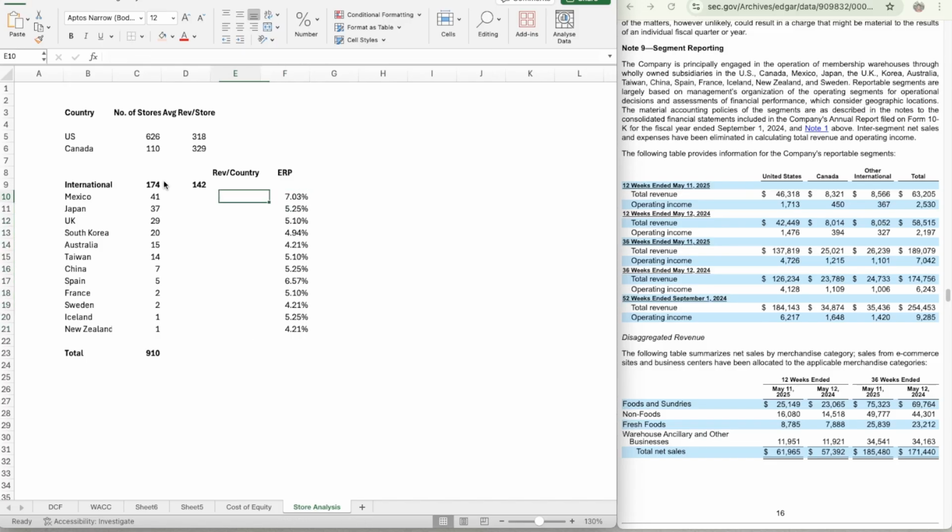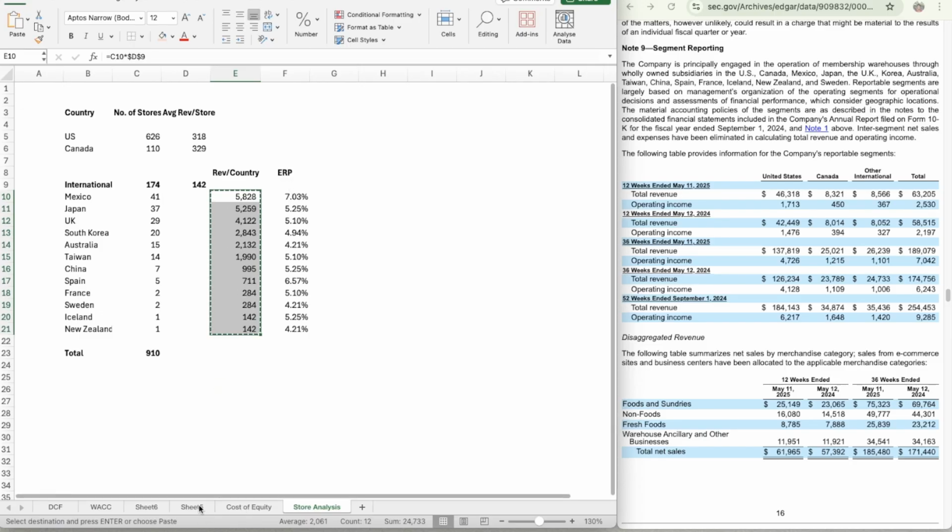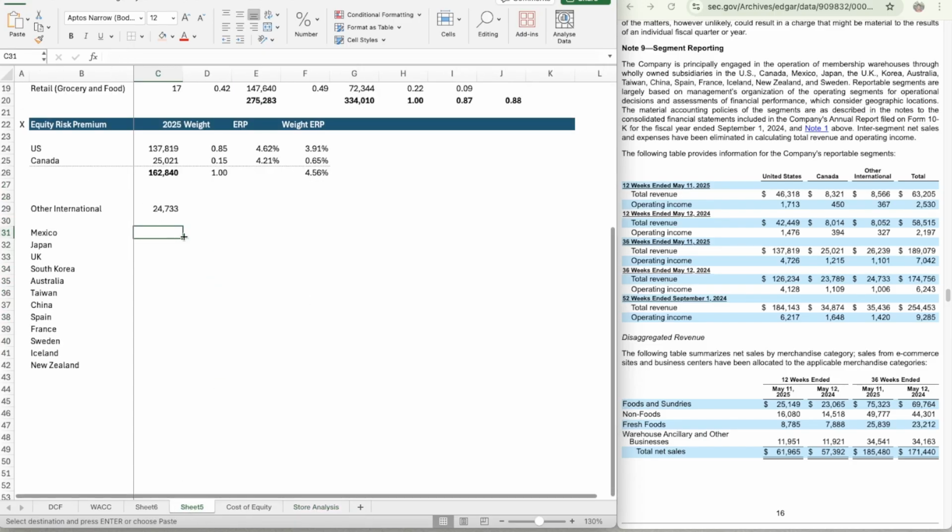to work out what the revenue per country is going to be, we take the number of stores and we multiply that by the average revenue. And so let's lock this in and we bring it down, and that gives us our revenue per country. We take this now and we come here.